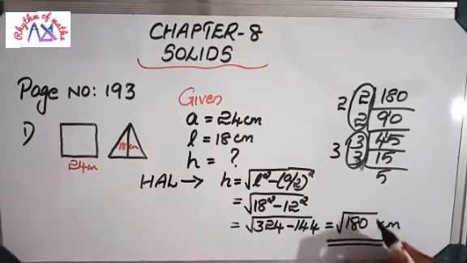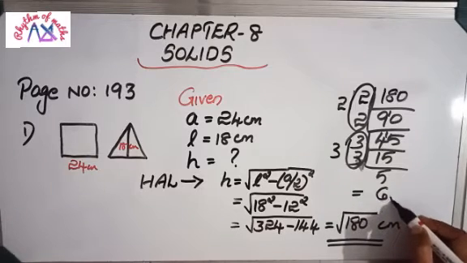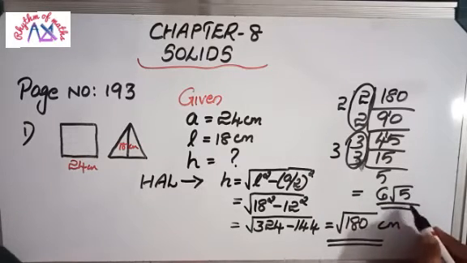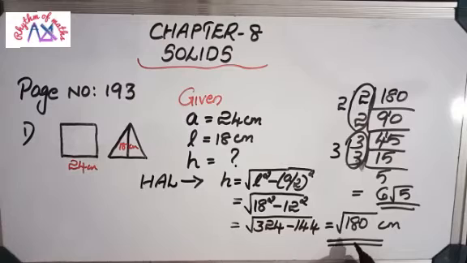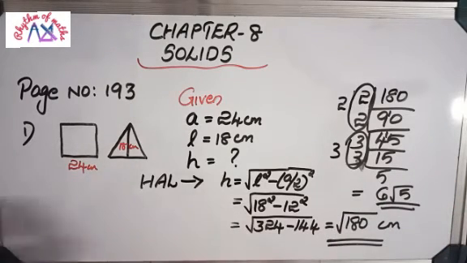So here root 180 in simplified form is 3 2s are 6 root 5. Okay, 6 root 5 is the simplified form of root 180. Not compulsory. Here itself you can stop. Okay, so this is the answer for the first one.